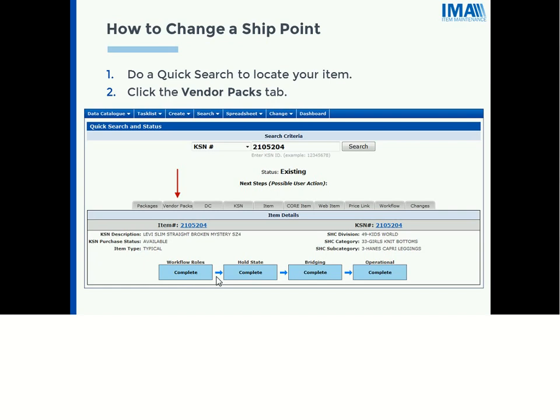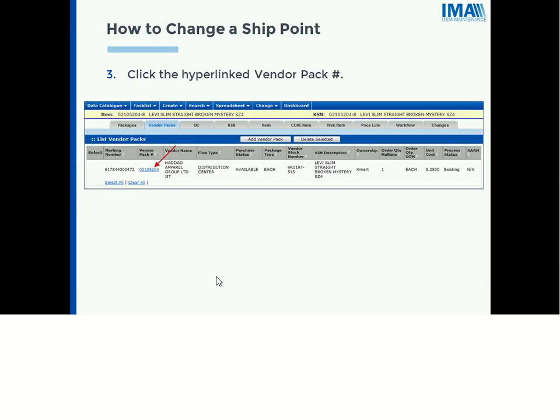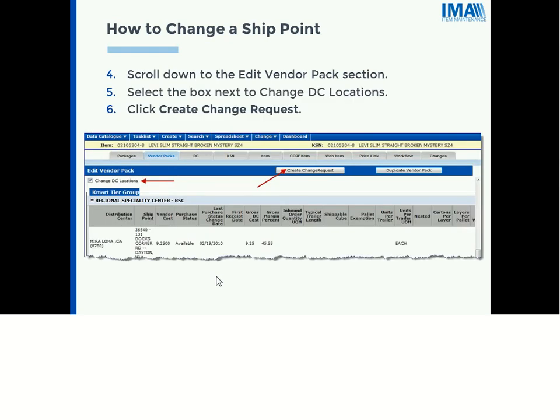So to change a ship point, do a quick search to locate your item and then click the Vendor Packs tab. You're going to click on the hyperlinked vendor pack number, and then you're going to scroll down the page, and then on the left side above the tier group, there's a Change DC Locations that you want to select. Once you've selected that, you can click Create Change Request.